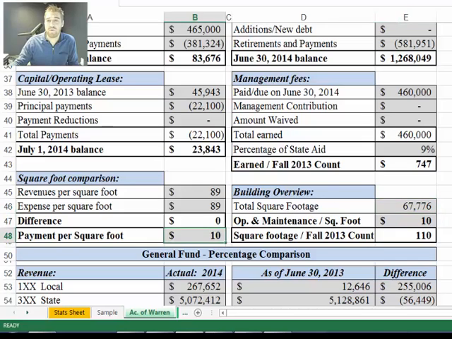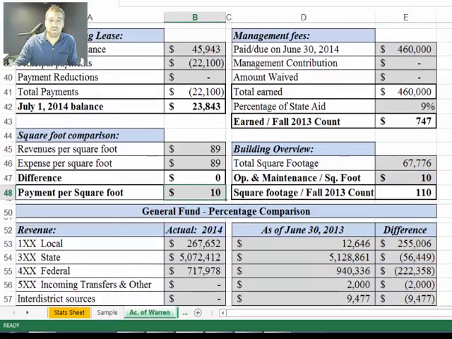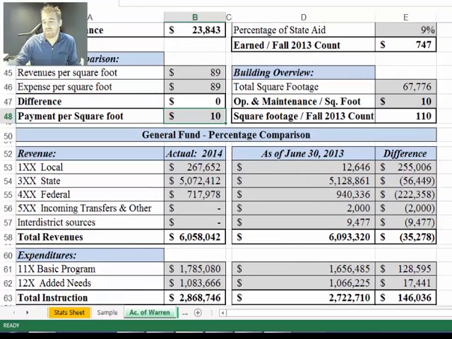So that's just a way to compare school to school or whatever for the charter school office, but I threw it on there. Academy of Warren is pretty comparable to other schools in that respect.